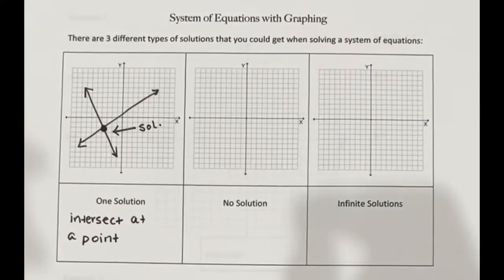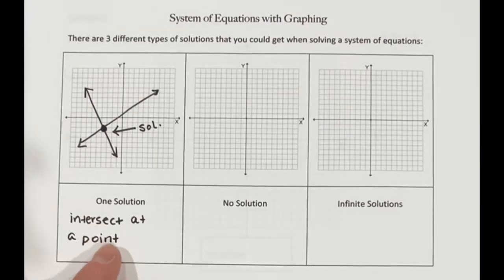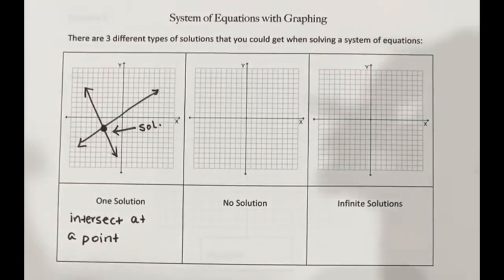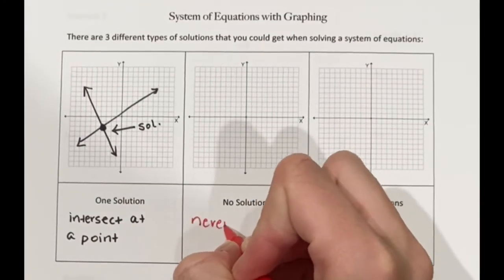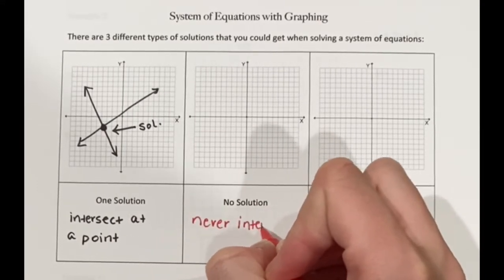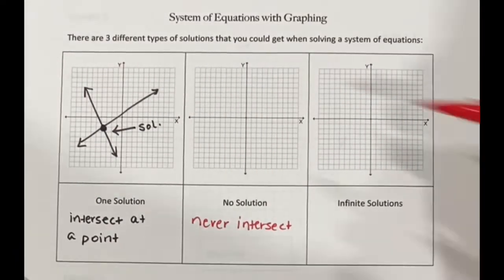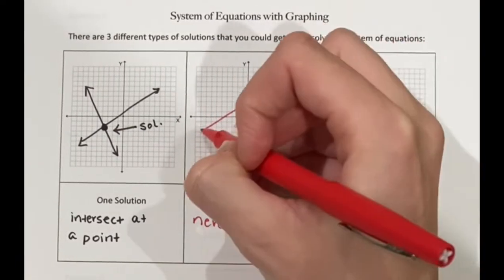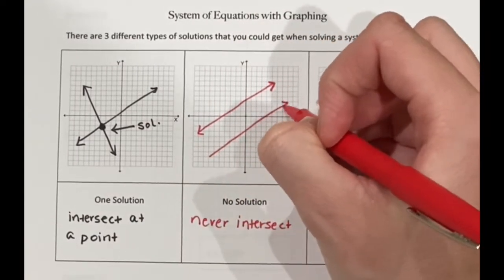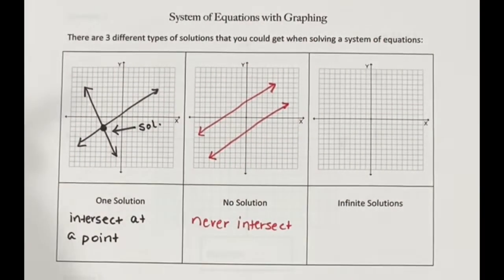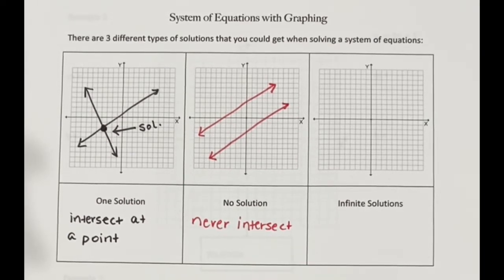Then we're going to have no solution. Now, brainstorm no solution. If they intersect at one point and that's the solution, no solution would be if they never intersect. So no solution is going to be lines that never intersect. And lines that never intersect we call parallel lines. I'm going to draw a little sketch of parallel lines. They'll go on forever and they will never touch.